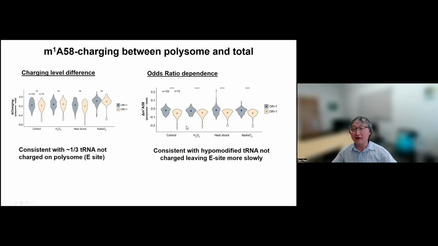And here we have something we didn't expect, that there's an m1A modification and charging dependence. Sorry, but just to say that this is consistent with, if the tRNA is not m1A modified, it somehow doesn't like to leave the E site. It would leave the E site more slowly. I think that's the best interpretation of that.